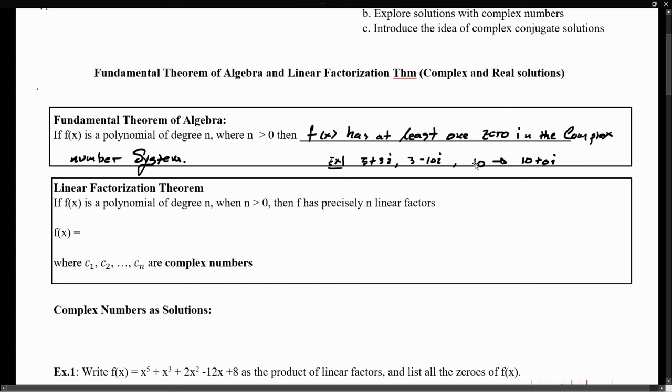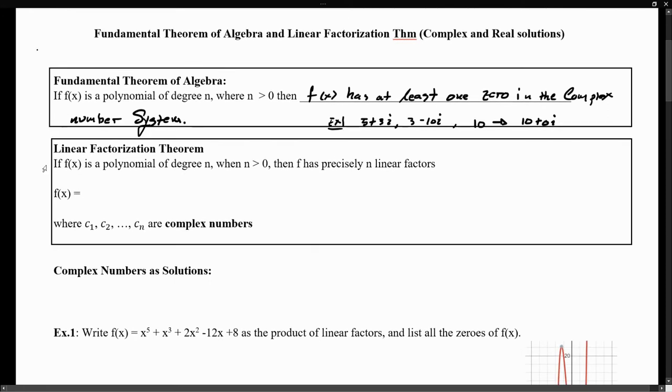So this is a little bit confusing when we first state it, but when you see that any real number can be rewritten as a complex number, then this statement makes sense. It says, look, for any polynomial that you have, there's always going to be one complex number as a solution. Sometimes that complex number can have a value as an imaginary part, and sometimes that complex number can just have a 0 on its imaginary part. So that's the fundamental theorem of algebra, looking at it from the perspective of complex numbers.